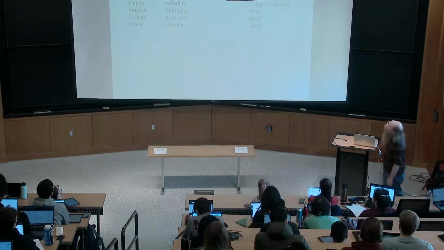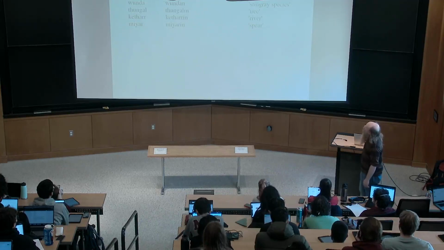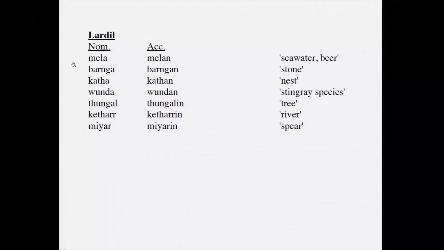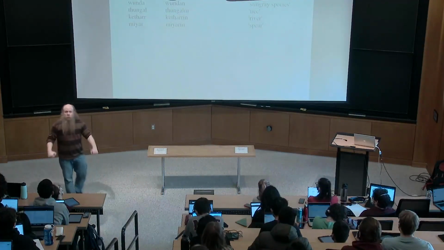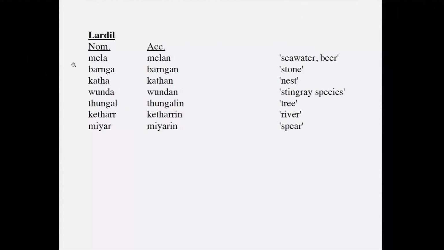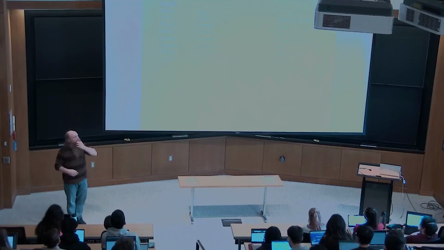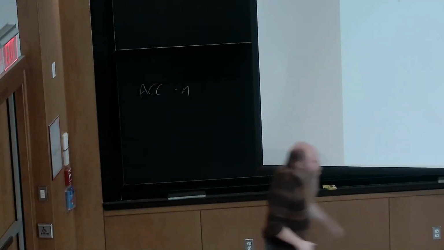Here are a bunch of nouns in their nominative and accusative forms. So you've got mela, which means seawater. It also means beer, I guess on the theory that they're both foamy things that make you sick if you drink too much of it. Mela, barna, gala, unda, tongar, piedar, and miar. Those are the Lardil nouns in their nominative forms. And then you've got their accusative forms there, which I won't read to you. What's the accusative morpheme? N. Yeah. So, oh dear, I'm going to have to do this writing everything twice thing again. I really need to learn how to manipulate the screens better. So the accusative suffix is N.